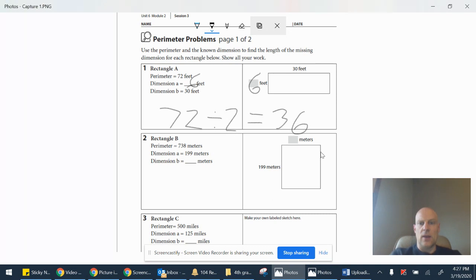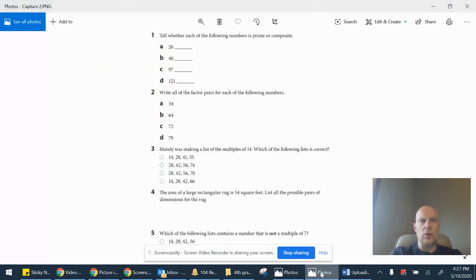Now let's go ahead and take a look at page 232. 232 has 5 questions on it. Number 1 is tell whether each of the following numbers is prime or composite. Remember that a prime number simply has 2 factors, the number 1 and itself. And a composite number has more than those 2 factors.